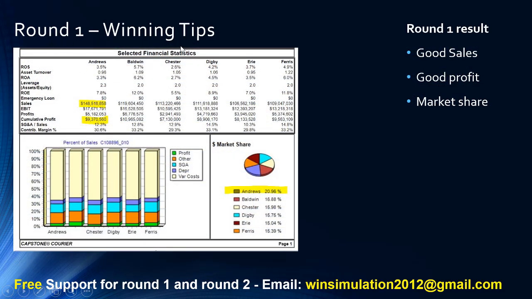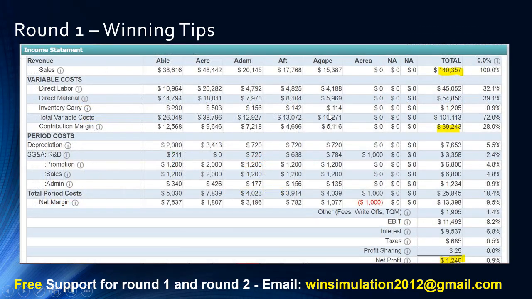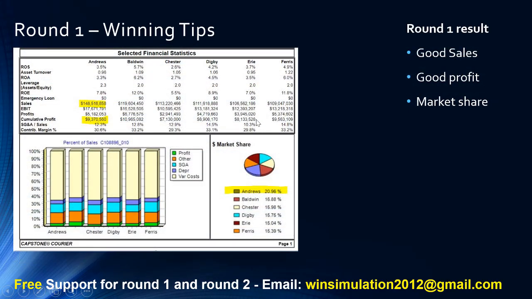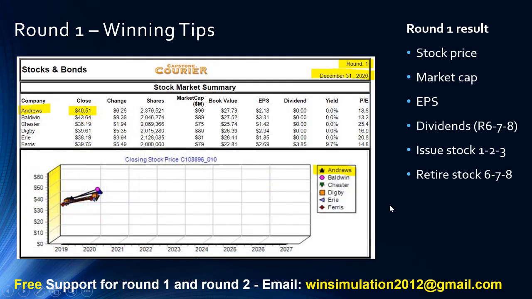And this is the estimated result, and after the system processes the decisions of the teams, we have the real result of 148 million in sales and cumulative profit of 5 million, right? That's a good result, good sales, good profit, and good market share. You can see the market share is higher than all the other competitors. If you need support for rounds 1 and 2, you can send an email to winsimulation2012@gmail.com. And this is the stock price for round 1, good stock price, good market cap.